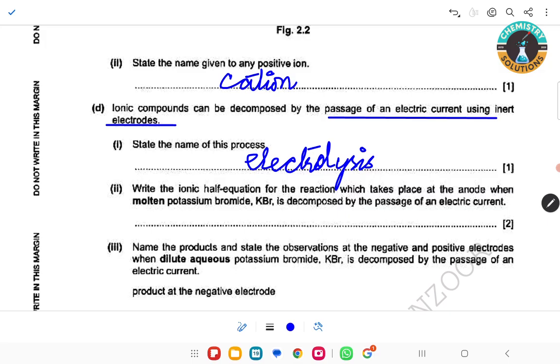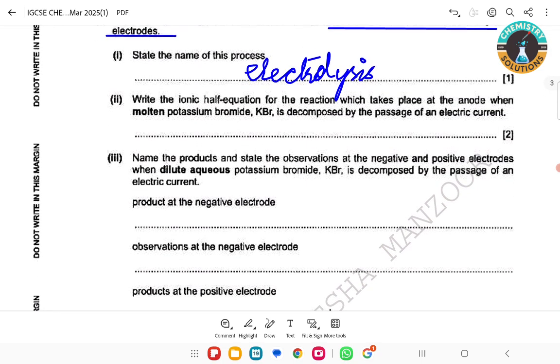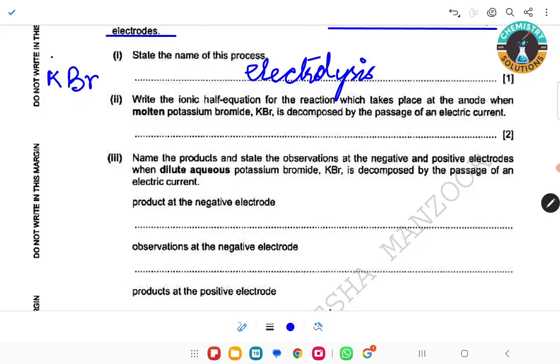Write the ionic half equation for the reaction which takes place at the anode when molten potassium bromide is decomposed. Whenever we talk about molten substances, always remember there is no other ion except the molten compound. So we are going to write molten potassium bromide. In molten potassium bromide, potassium ions and bromide ions are present. So write the ionic equation for the reaction that takes place at the anode.